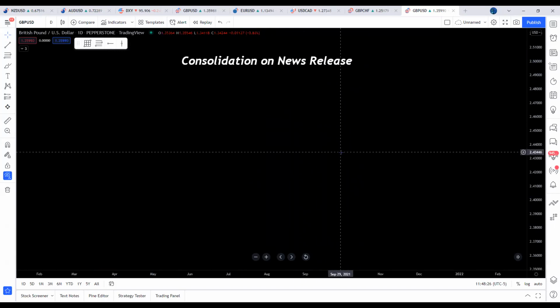Accumulation of orders. Accumulation of orders. Okay, yes, correct. There's going to be some accumulation of orders. What else? Whenever that news hits, what do you guys think is going to happen? It creates liquidity on both sides of the consolidation. Right. Okay, good. Clear liquidity on both sides of the consolidation. Very good.